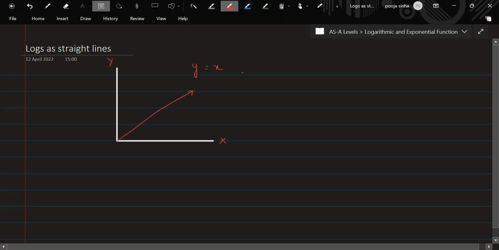Now, if it is x plus 3, then my line will go up. There will be certain transformations, correct? With x minus 3, my line will go down, right?